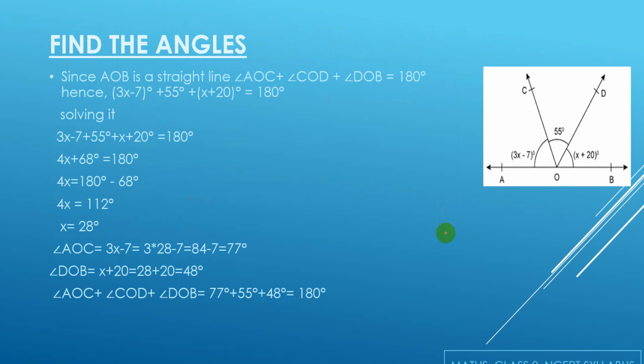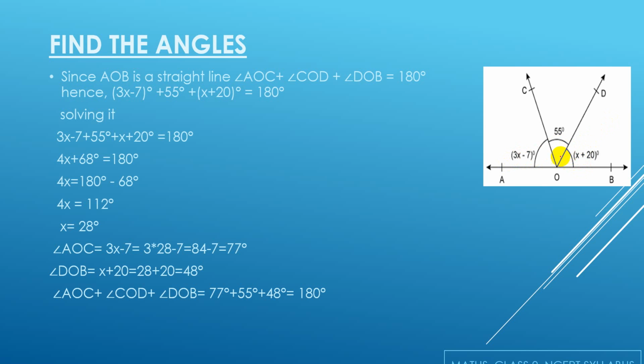Now, based on that property, let's solve an example. You have to find the three angles which are given here. As you can see, this is a straight line AOB and we have been given three angles AOC, COD and DOB. Angle COA is given as 3x minus 7, COD is given as 55 degrees and angle DOB is given as x plus 20 degrees.